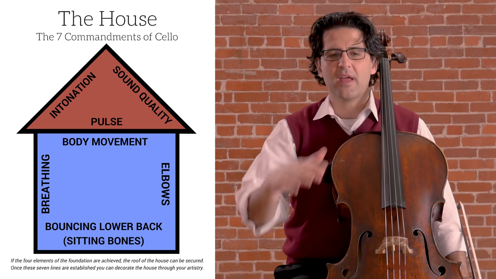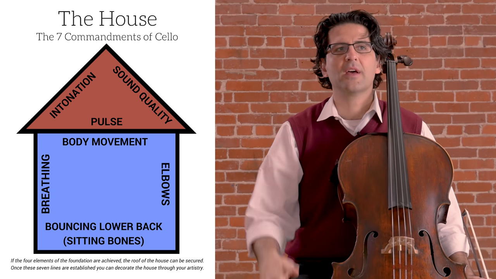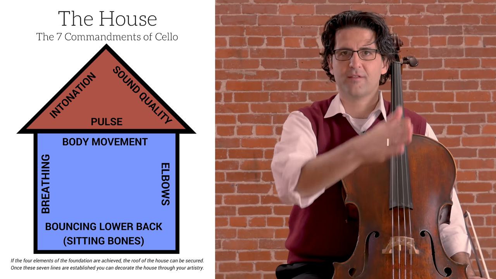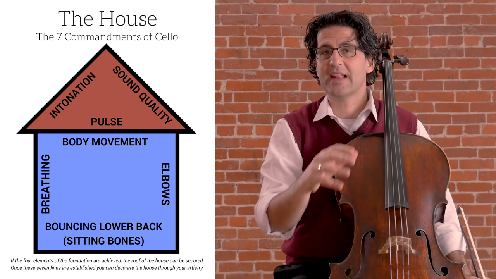So we're going to start with what we call the seven cello commandments. There are 10 commandments for the humans, there are seven for our cello studio. And the seven commandments are basically when you draw seven lines, you can create a house. So we call it the house. Every house has four fundamentals. Fundamentals are one, two, three, four. On top of them, there's the roof. So that creates the seven lines.